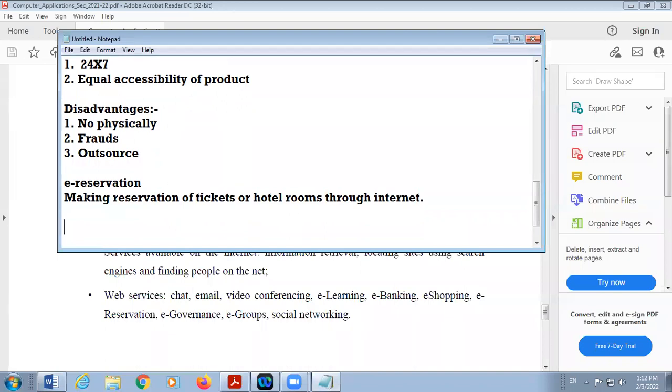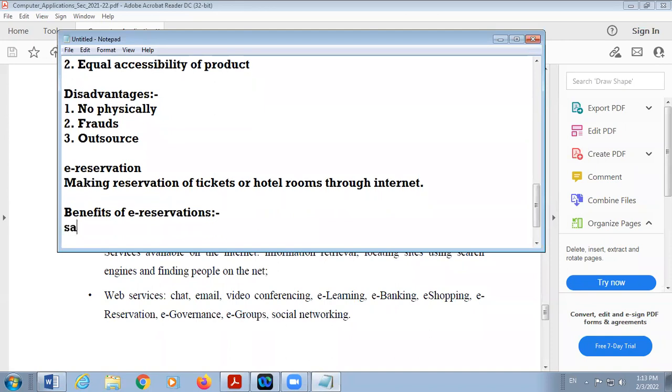Now next is benefits. Benefits of e-reservation. Number one, safety.